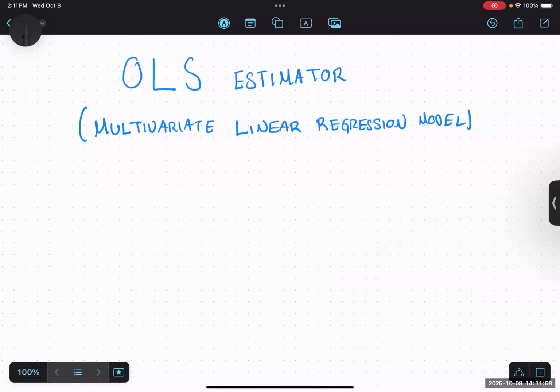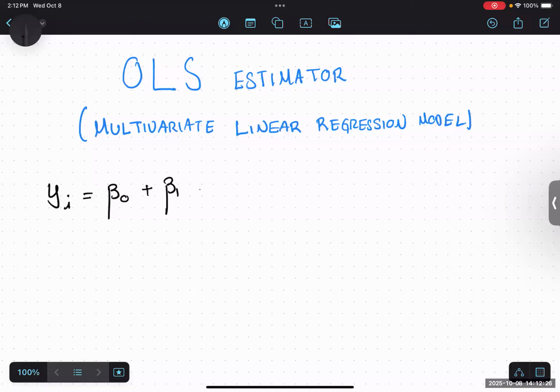Hi everyone. In this video, I would like to now explain how to derive the OLS estimator, but in the context of a multivariate linear regression model. Let's start with the basics. Assume that now you would like to propose this linear model to explain your dependent variable yi using k regressors.